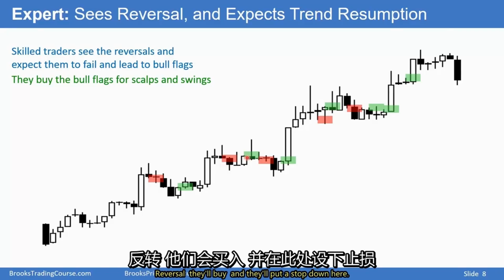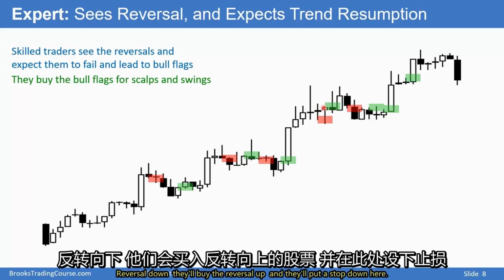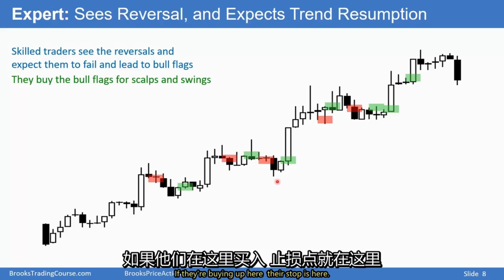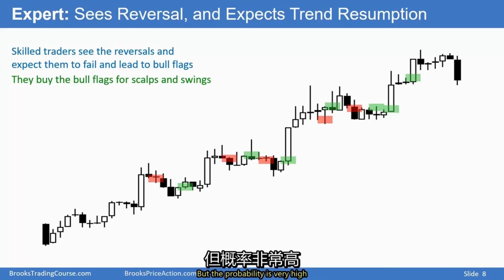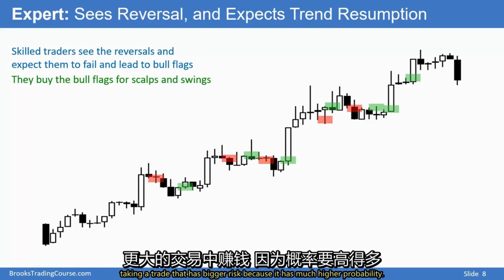Reversal, they'll buy. Reversal, they'll buy, and they'll put a stop down here. Reversal down, they'll buy the reversal back up. Reversal down, they'll buy the reversal up, and they'll put a stop down here. High probability, the risk is bigger. If they're buying up here, their stop is here, but the probability is very high, and they have a much better chance of making money taking a trade that has bigger risk because it has much higher probability.